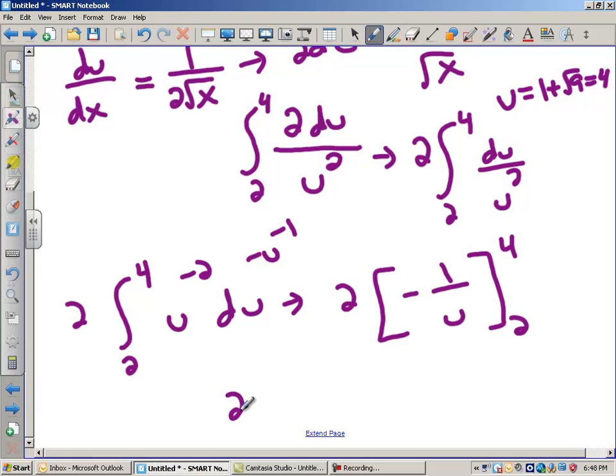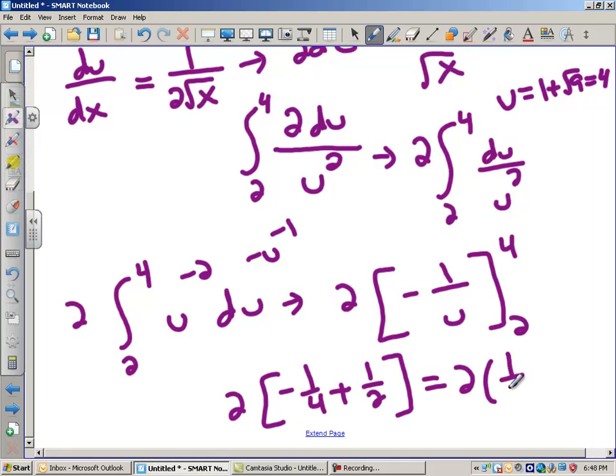Alright, so we're going to plug in the 4, and then minus plug in the 2. And of course, when we plug in the 2, when we subtract the negative, it becomes positive. So I get 2 times 1/4, and I get 1/2. And that is the answer to the problem.